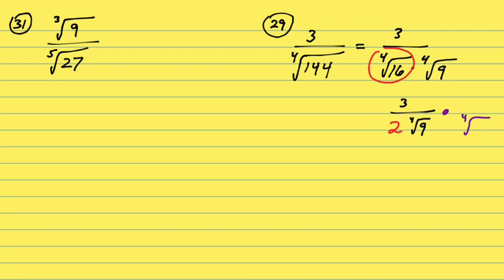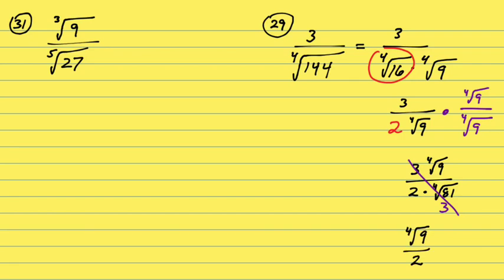No, what's 27 times 9? That's not it. What would I want? I want a 9, don't I? Because 9 times 9 would make 81, and the 4th root of 81 is 3. So I'm multiplying by a fancy form of 1, so I get 3 4th roots of 9 on top, 2 times the 4th root of 81 on the bottom. What is the 4th root of 81? 3. Those could cancel. And I'm hoping that their answer is the 4th root of 9 over 2.